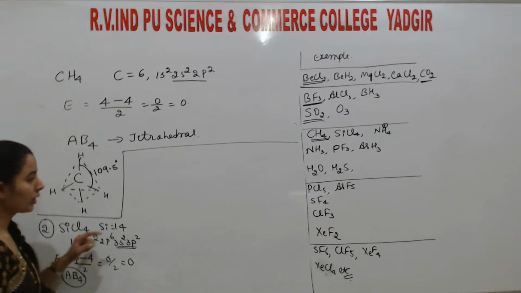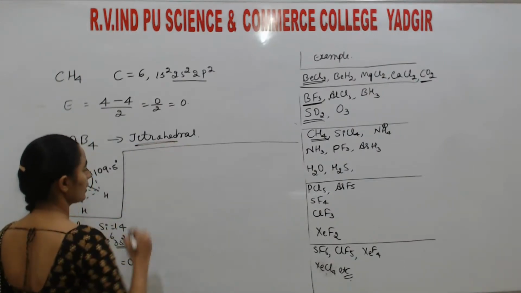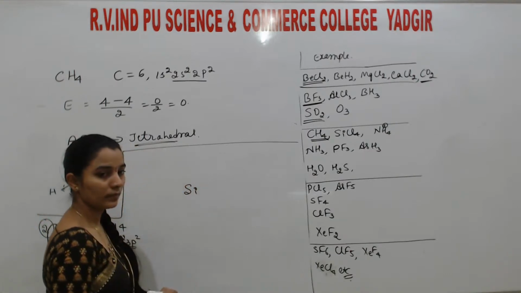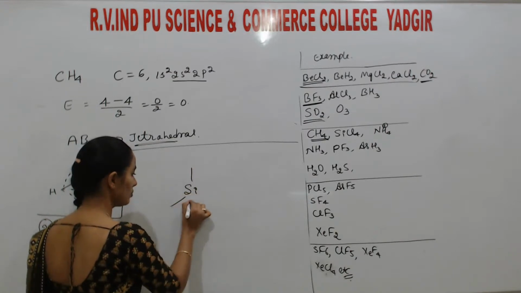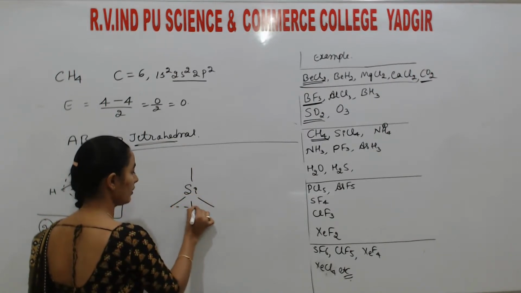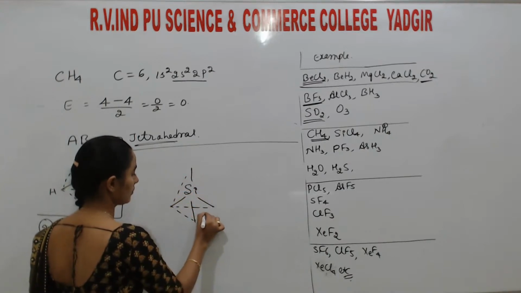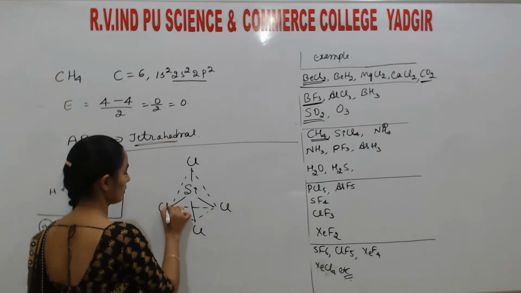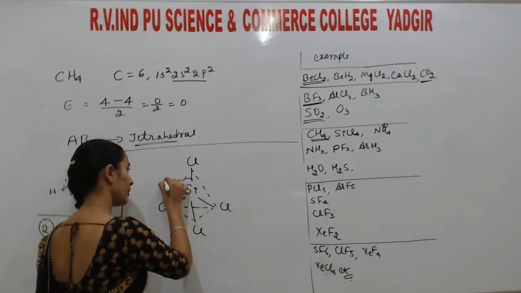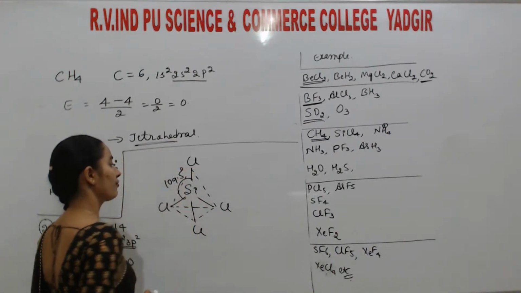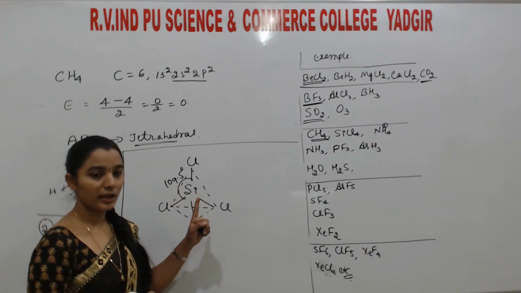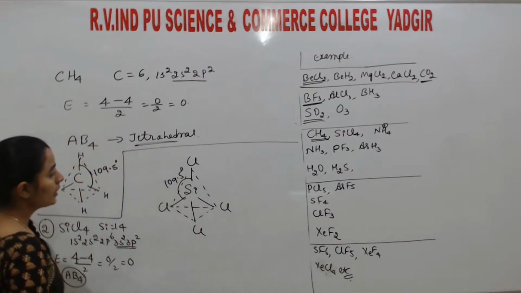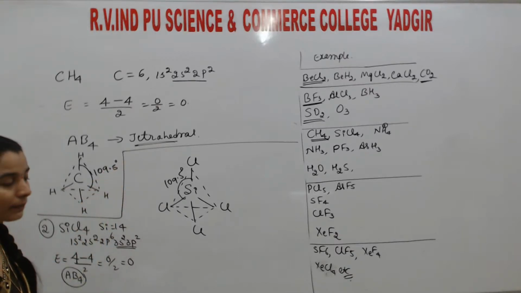If it is AB4 type, then the structure is of course tetrahedral. How to write it? So silicon is here. Okay. 1, 2, 3, 4 bonds in a tetrahedral form. The 4 atoms are Cl here. And the bond angle between them is 109.5 degrees. Actually that is 109 degrees 28 minutes, but this is enough. 109.5 degrees. So similarly, you may write it for NH4 plus also.